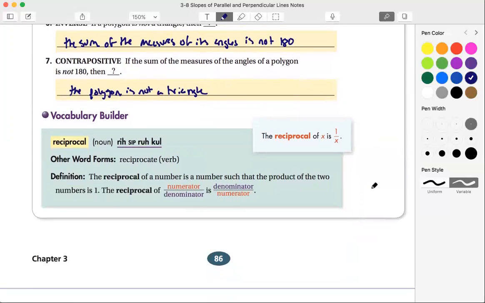So, vocabulary, reciprocal. Another form of this word is reciprocate. So the definition: the reciprocal of a number is a number such that the product of the two numbers is 1. The reciprocal of a numerator over denominator is a denominator over the numerator. So reciprocal is just a flip. The reciprocal of x is 1 over x. Another way to think of it: remember, x can always be written as x over 1. So the reciprocal is 1 over x. We just flip it.